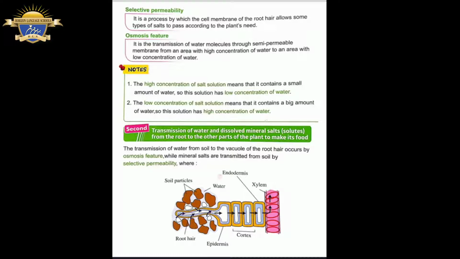Now we will talk about the transmission of water and the dissolved mineral salts from the root to other parts of the plant to make its food. The transmission of water from soil to the vacuole of root hair occurs by the osmosis feature. This is very important: water is transmitted by osmosis, while mineral salts are transmitted from the soil by selective permeability.